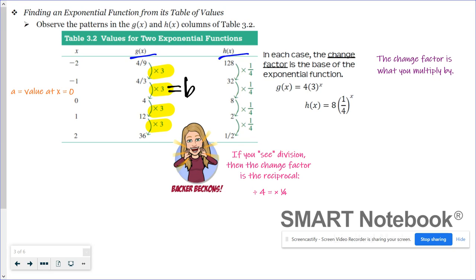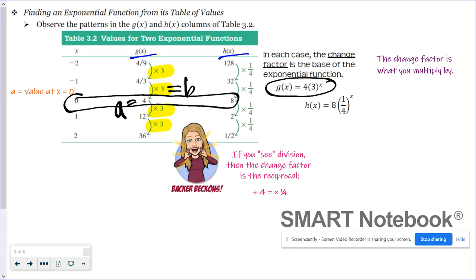Now, what is a? A is the initial value of the exponential function. And so this row right here is illustrating the a values of our two functions. So g of x has an a value that's equal to 4, which is why the function for g of x looks like this. g of x is equal to 4 times 3 to the x power.